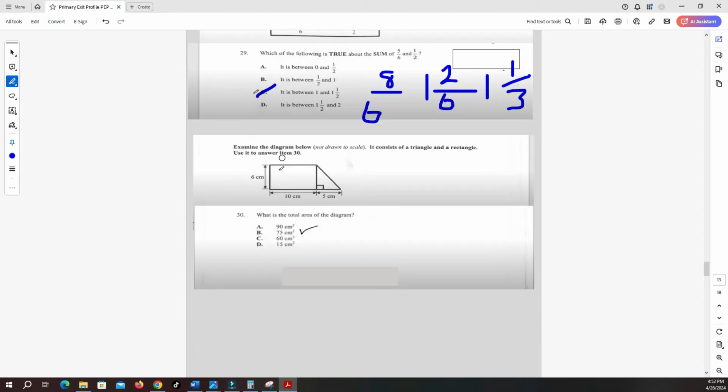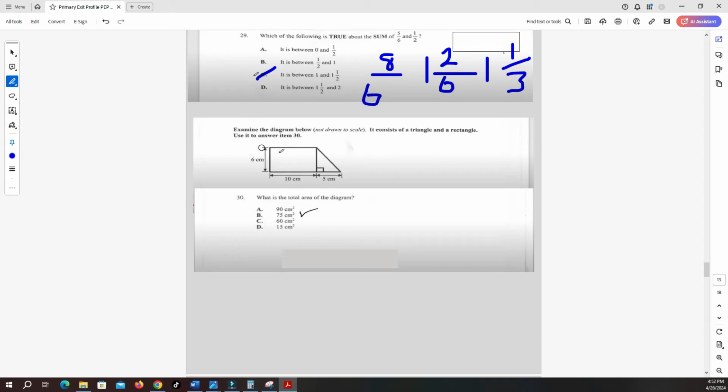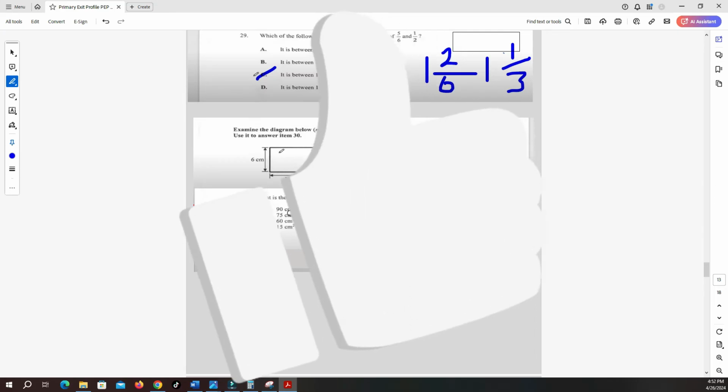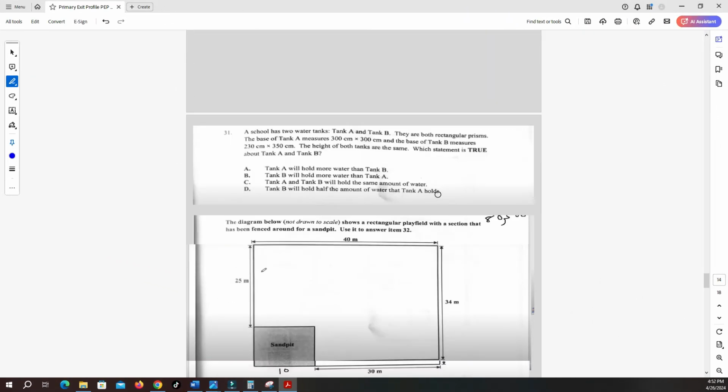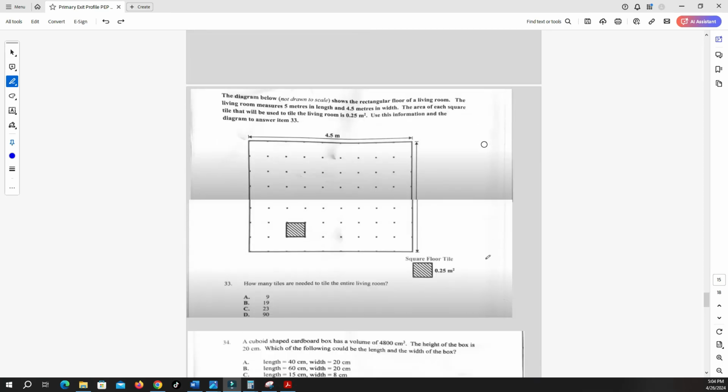So that is correct. Examine the diagram below, not drawn to scale. It consists of a triangle and a rectangle. Use it to answer item 30. So, what is the total area of the diagram? Okay, so you have the height, which is here, 6. 10 is here. 60 here. And then you have 5 here. And 10 and 5 is 15 here. So this should be 15. So the answer would be 75.